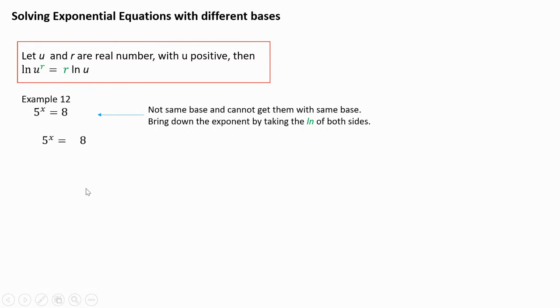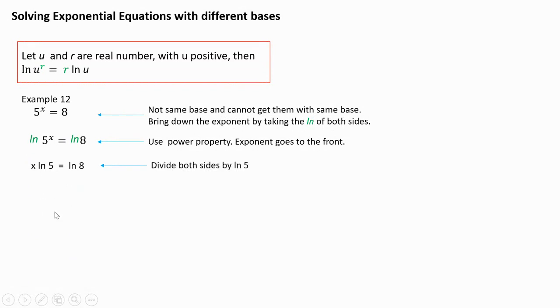So what we do, guys, we're going to take the ln of both sides. The ln of the left side and also of the right side. Now, by rule, the exponent goes to the front. Then remember what I was saying, that the ln of 5 is an actual value. You cannot separate them, they go together. So I'm going to divide both sides by the ln of 5. And then all you do is use your calculator.